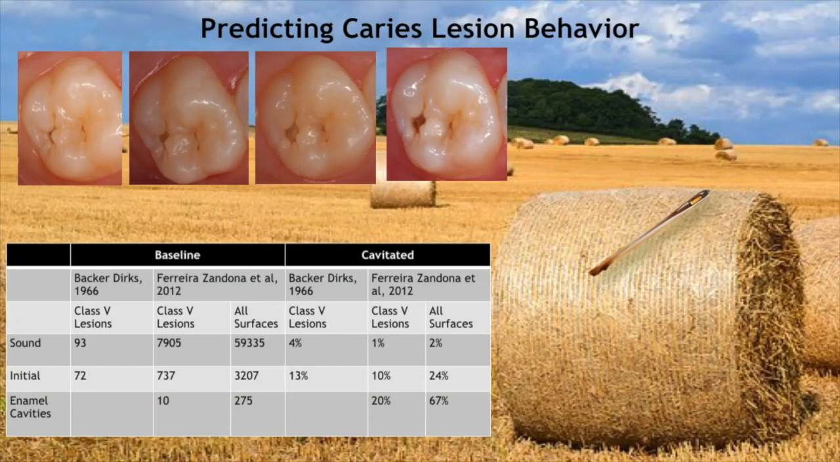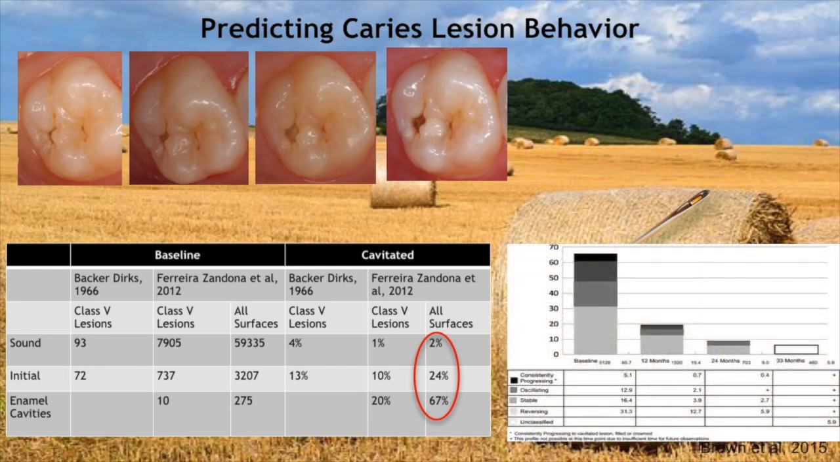If we look at lesions back in '66, 4% of the class 5 progressed, and it's a little harder to find those now because it's only 1%. For lesions that were initial, again, it's a little bit harder to identify them because fewer of them are progressing to cavitation.